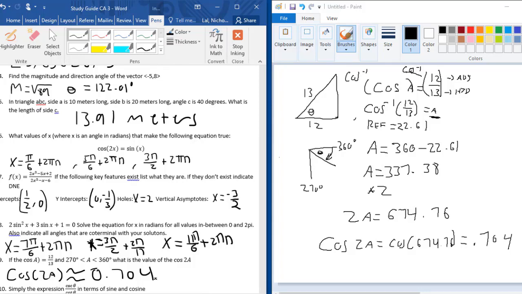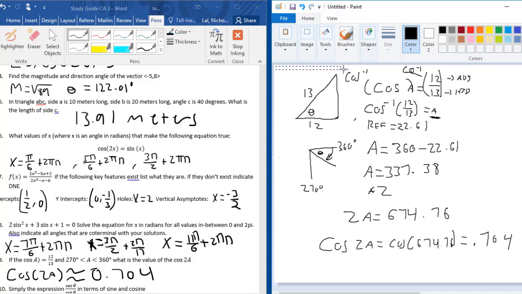So this is kind of a process of using inverse cosine to find the reference angle. Use your reference angle to find your actual angle. Multiply your actual angle by 2, and then find the cosine of that value. All right. Any questions about the process used in this problem? Once again, feel free to speak up if you do.